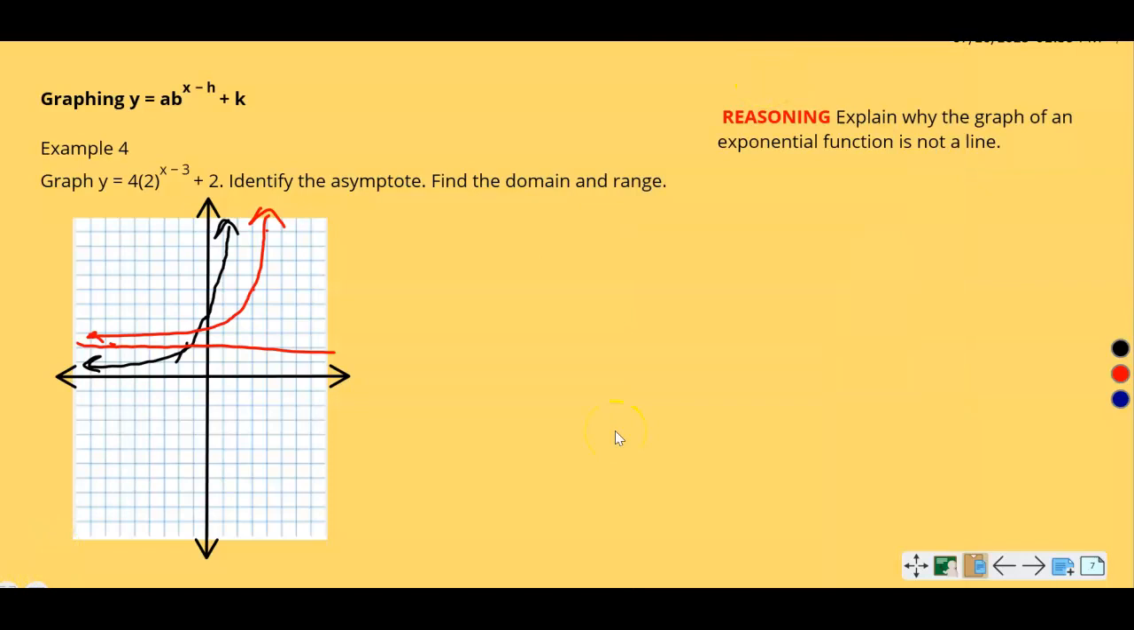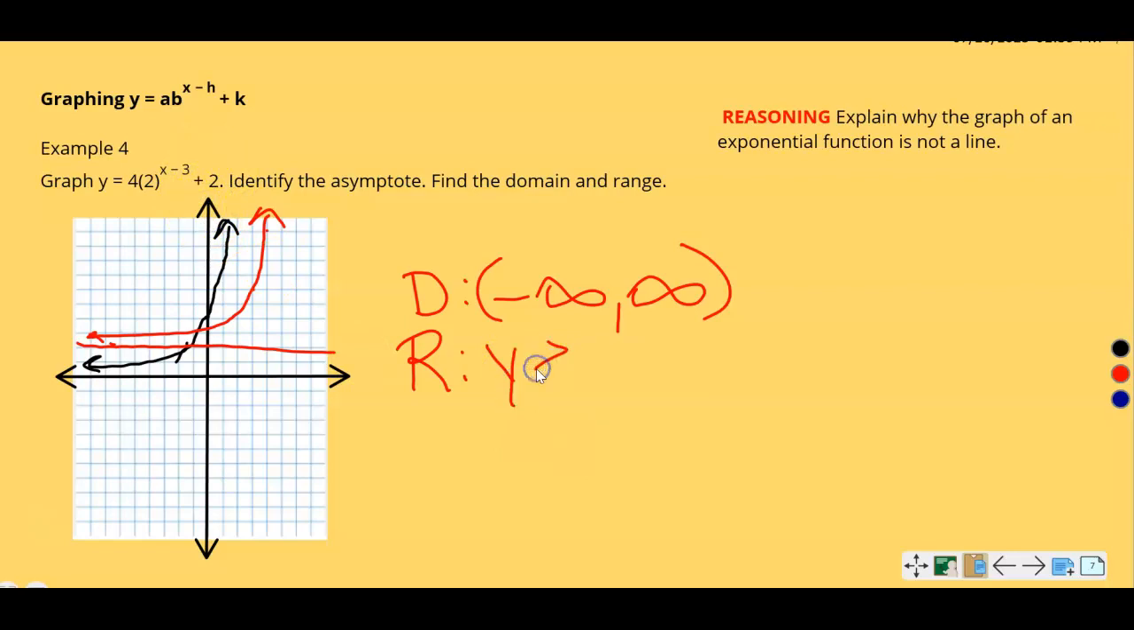So for the domain and range, you can see that the domain, both the parent function and the transformation, so the graph of y equals 4 times 2 to the x minus 3 power plus 2 goes in both directions forever. So my domain is still negative to positive infinity. And my range, now everything is above 2. So since this moved up 2, now everything will be y greater than or equal to 2, where for the parent function it was y greater than 0.